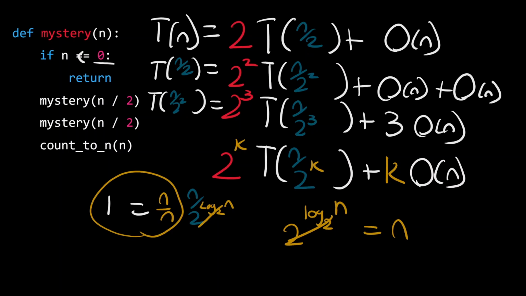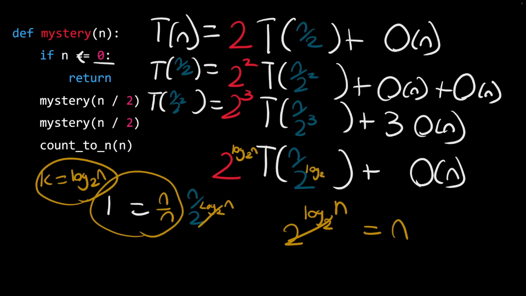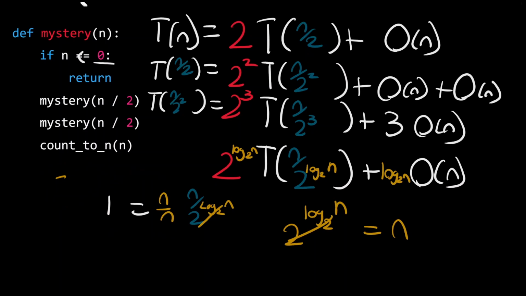So this is equal to 1 when k is equal to log base 2 of n, not k, log base 2 of n. And we're going to plug this back into our formula. So we're going to go here and place log base 2 of n, and then log base 2 of n, and then log base 2 of n. And this is going to work out to this one in the middle.